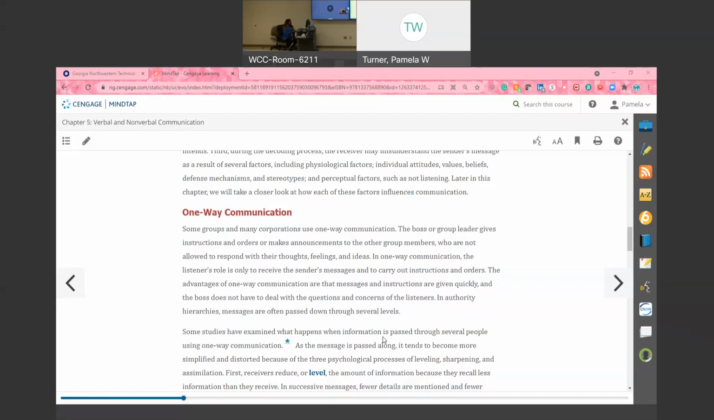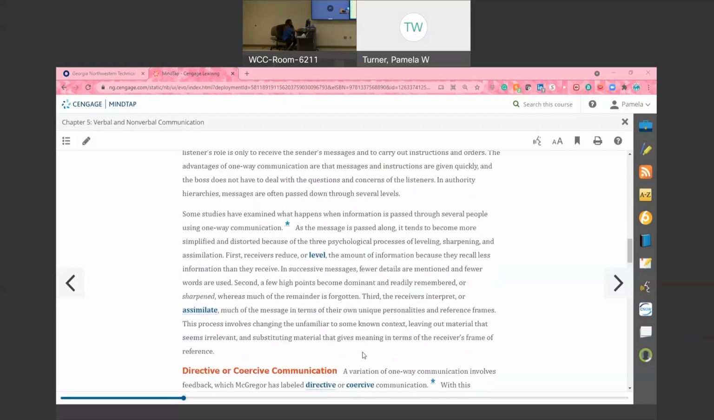First, the receiver reduces or levels the amount of information because they recall less of the information received. Especially if it's a long sentence or a lot of information, I'm going to level it or reduce it to a way that I understand it and can perceive it. The second, a few high points become dominant and readily remembered, or sharpened, where the remainder is forgotten.